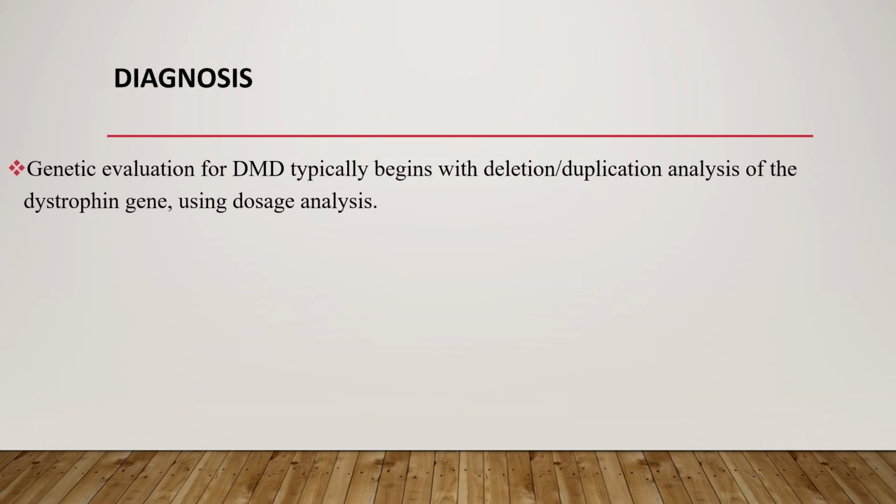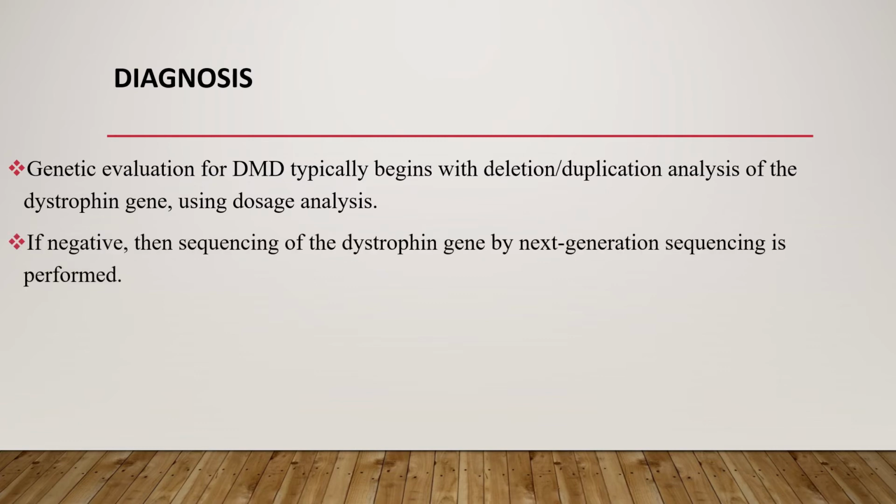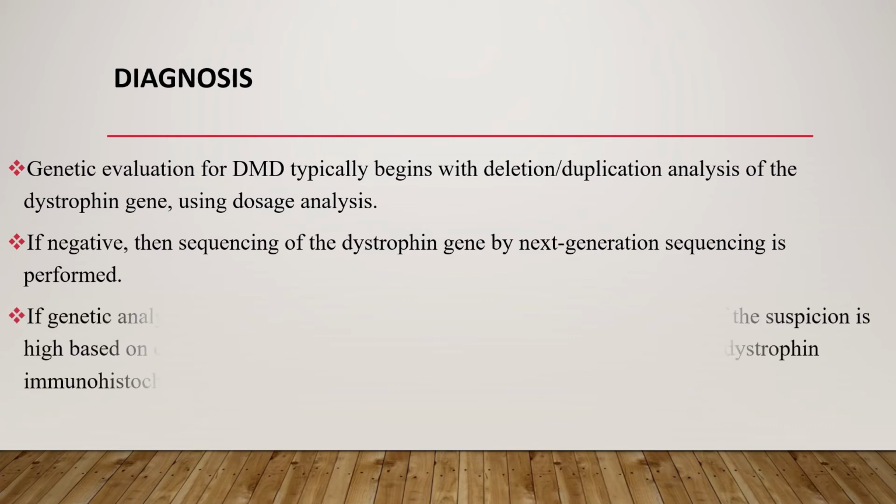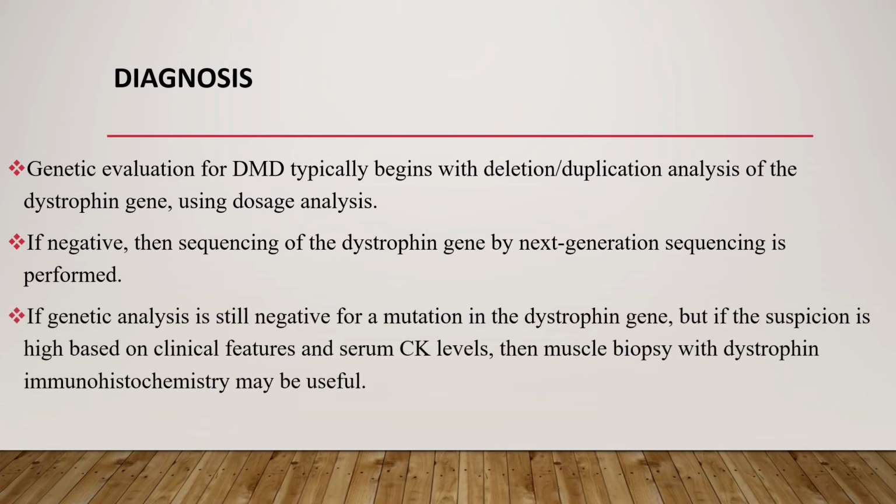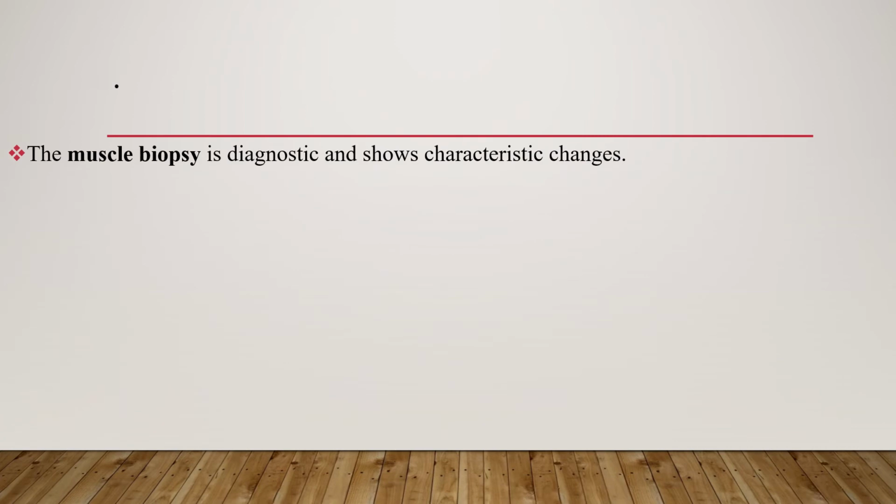When it comes to the diagnosis of Duchenne and Becker muscular dystrophy, genetic evaluation for Duchenne muscular dystrophy typically begins with deletion and duplication analysis of the dystrophin gene using dosage analysis. If negative, then sequencing of the dystrophin gene by next generation sequencing is performed. And if genetic analysis is still negative for mutations in the dystrophin gene, but the suspicion is high based on clinical features and the serum CK level, then muscle biopsy with dystrophin immunohistochemistry might be useful. The muscle biopsy is diagnostic and it shows characteristic changes.